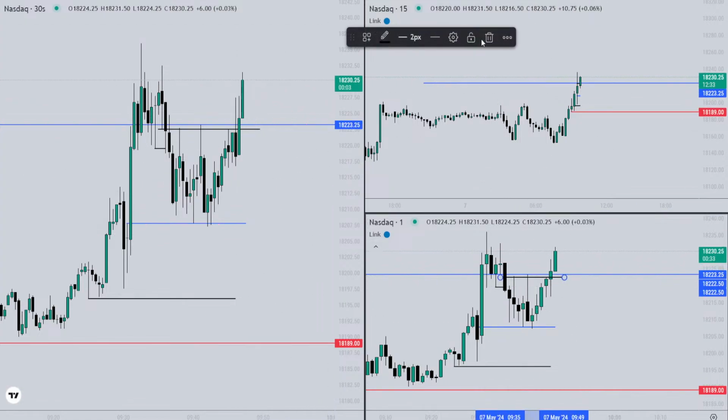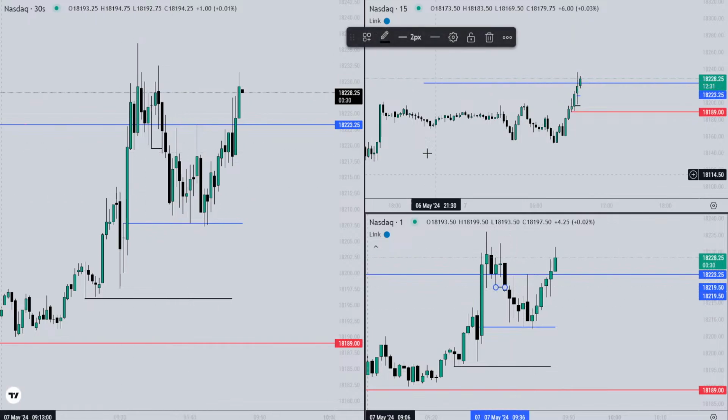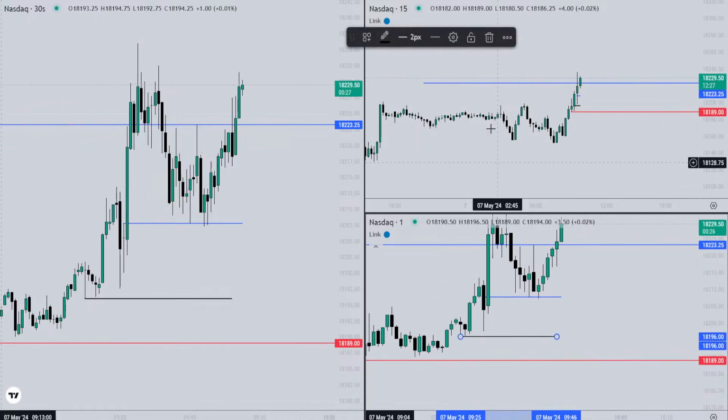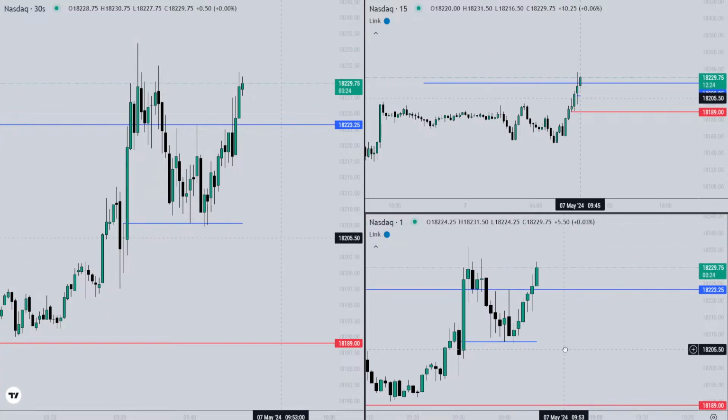Is this a perfect setup? In my opinion, a very nice setup. That was a very, very, very nice setup. Is the market going to fall? I believe so.